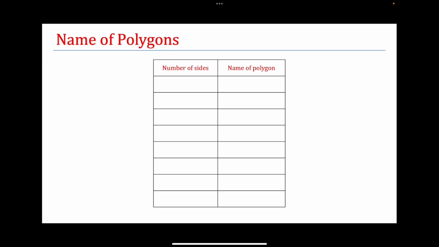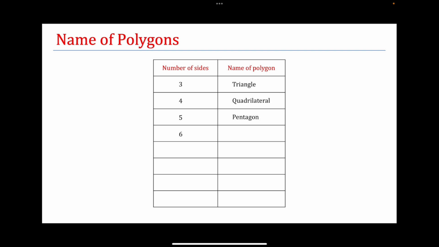Names of the polygons. Based on the number of sides, we give the name to a polygon. The minimum number of sides is 3. A polygon with 3 sides, as we discussed, is a triangle. Next, a polygon with 4 sides is called a quadrilateral. And a polygon with 5 sides is called a pentagon.